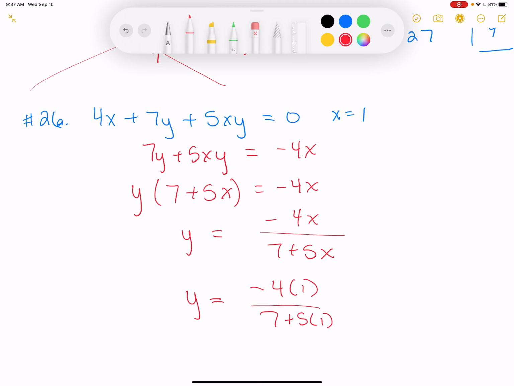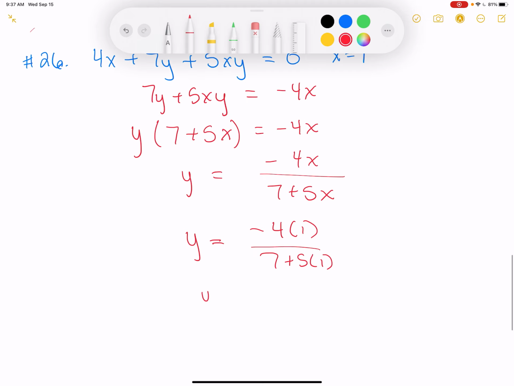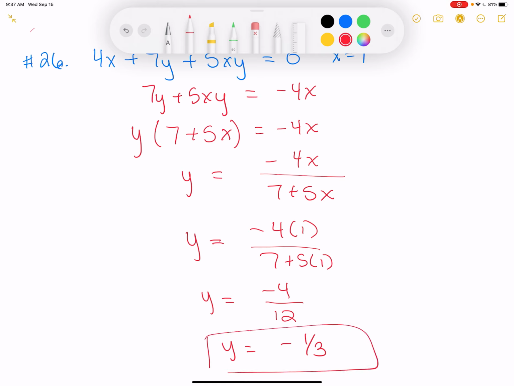It'd be negative 1 over negative. No one heard me. You heard me. No. So negative 1/3. Can't prove it. But you know what I said.